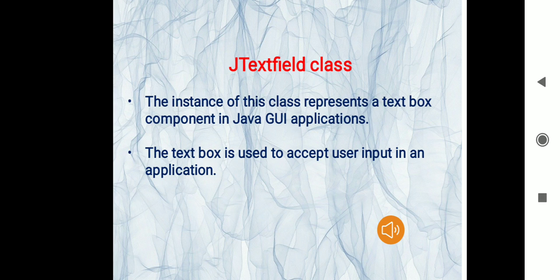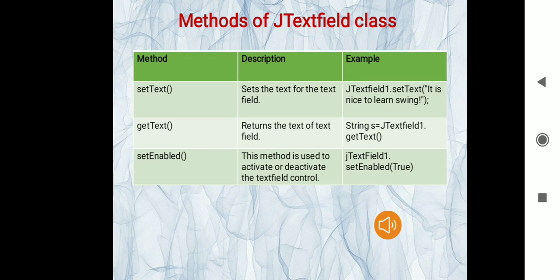Let's start with the JTextfield class. This class is used to represent the text boxes. The text box is a control which can be used to accept user inputs such as numbers, letters or special characters. You can supply these inputs to the text boxes using your computer keyboard. Some of the commonly used methods of JTextfield class are setText, getText and setEnabled.